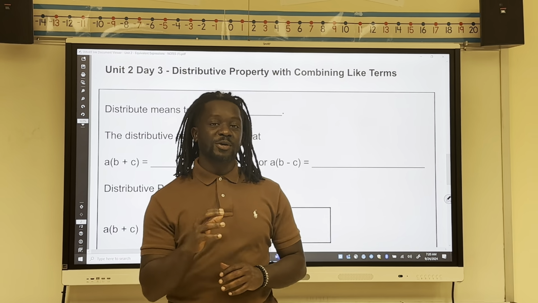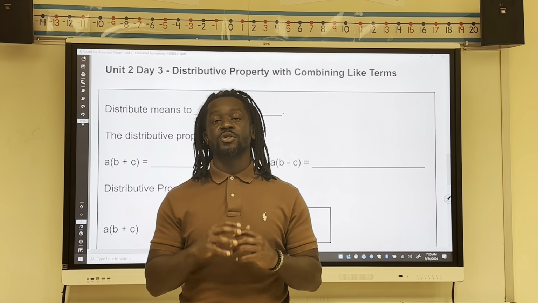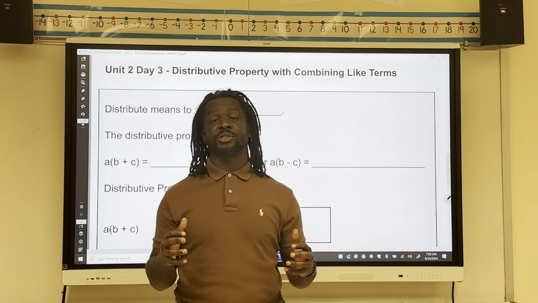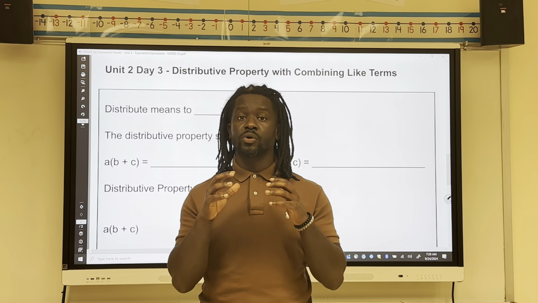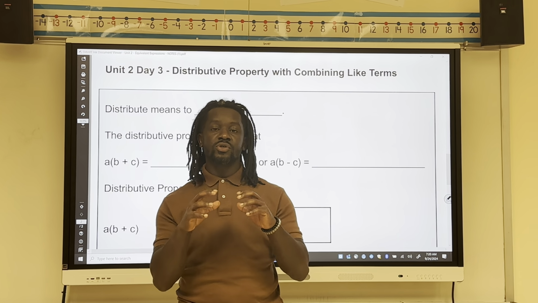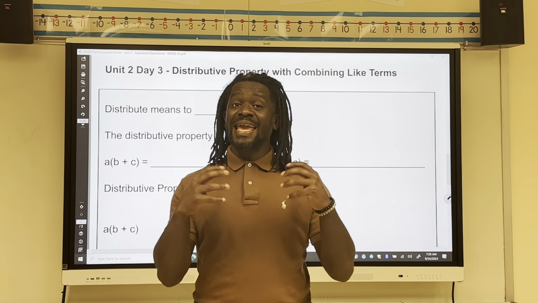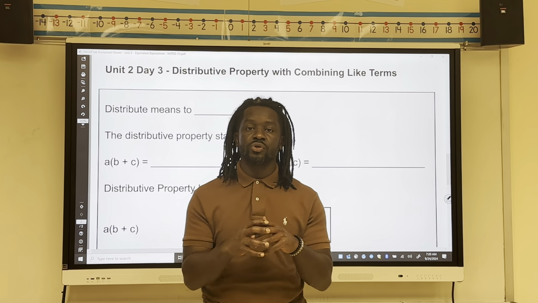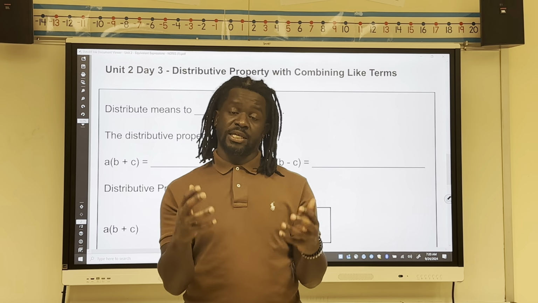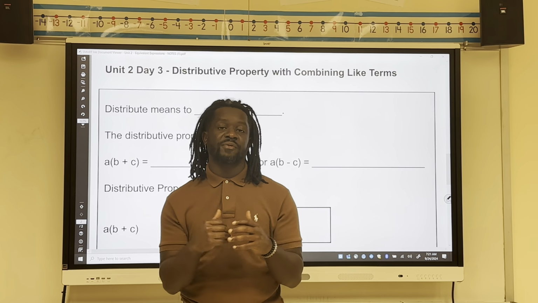Hey, what's up, guys? Welcome to day 3 of Unit 2, which is finding equivalent expressions. In today's lesson, we are going to learn how to use the distributive property and combining like terms in order to make equivalent expressions. In other words, to simplify them, okay?